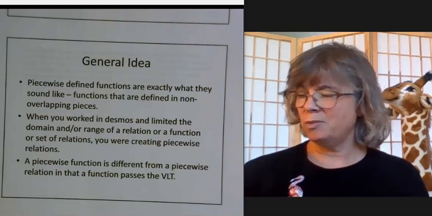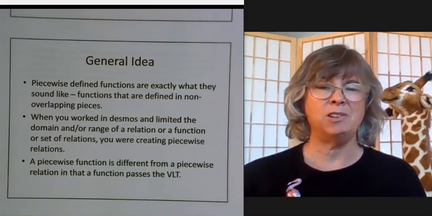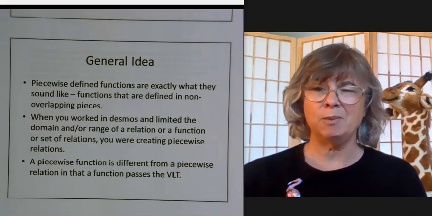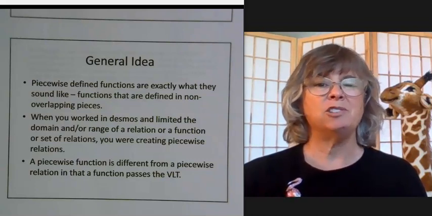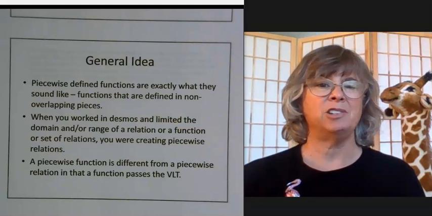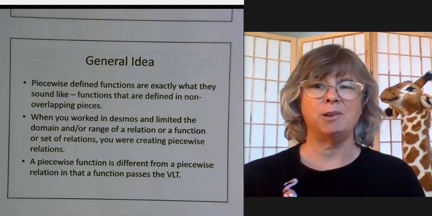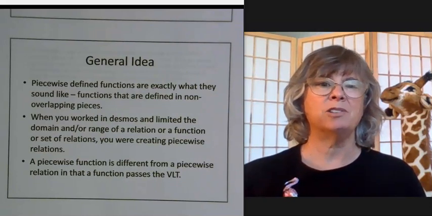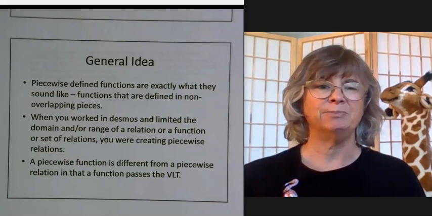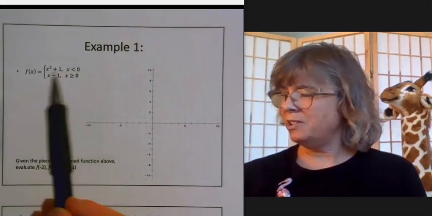And here's when you worked with Desmos and limited the domain and range, you were creating piecewise relations. And for some of you, they were rather complex piecewise relations. A piecewise function is only different from a piecewise relation in that a function passes the VLT. That's a non-overlapping part. So let's look at the symbols and how this works when you will see them down the road. So here's the first example: a function defined in two pieces.